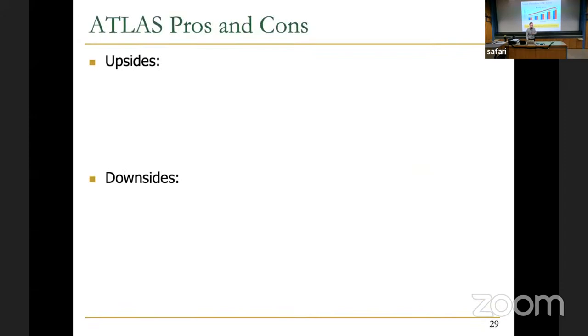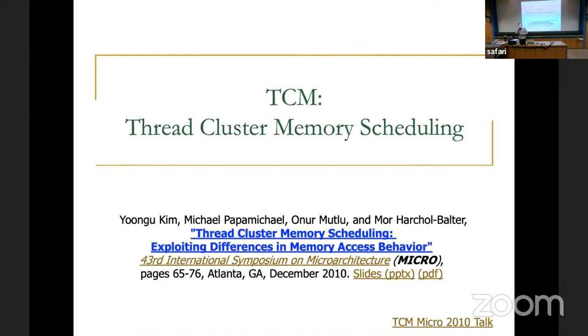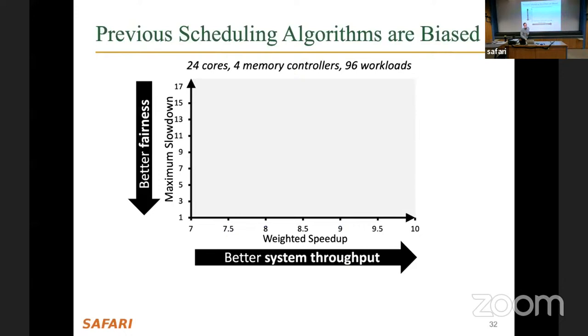Okay, so we're going to talk about thread cluster memory scheduling. Here we went back to try to, again, get the best of fairness and throughput with all of the understanding we had. Essentially, we want to achieve both better system throughput and better fairness. And in this work, we changed the definition of fairness to a more reasonable one. I'm not going into detail. This is theoretically a much better definition of fairness compared to what we've been using.